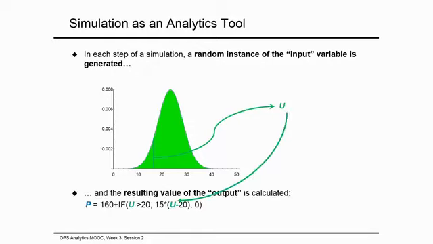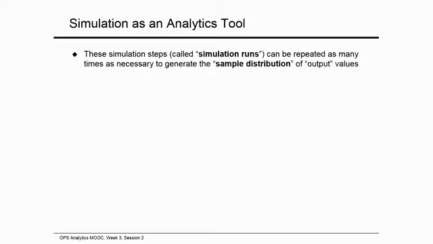Then, we use the formula that connects our random input, U in our case, and the random output, P in our case, to calculate the value of the output random variable corresponding to that instance of the random input variable we just generated. In other words, we ask a simulation tool to generate an instance of a random data usage value U, and then calculate the corresponding monthly payment value P.